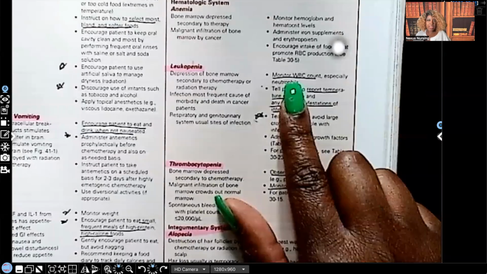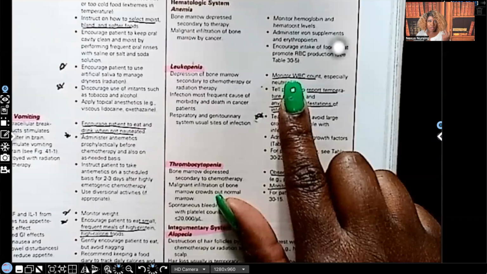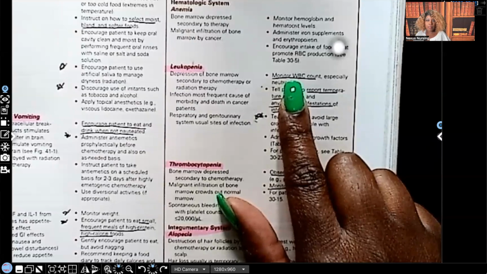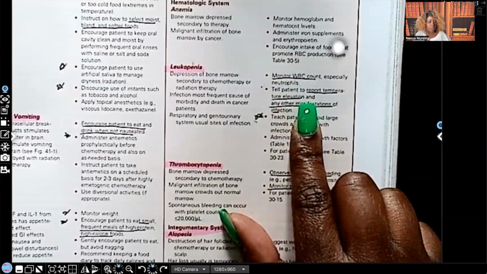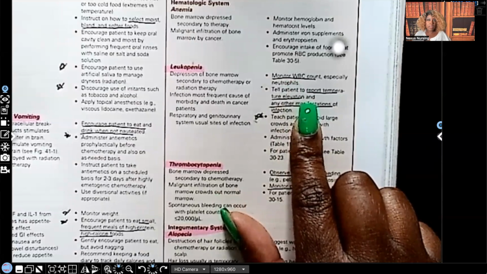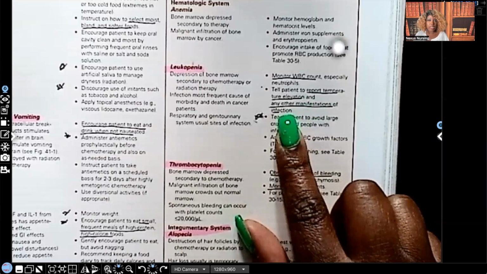How about leukopenia? Leuko, what do you think of when you hear leuko? Like leukocytes, a type of WBC, and penia, a little bit of. So what are we going to do for that? We're going to obviously monitor the WBC count and report any temperature elevation, because remember guys, those leukocytes, which are a type of WBC, help fight off infection. If this patient's WBCs are low, their leukocytes are low, they're at risk for infection. So the first hint of infection, such as fever, redness at a site, inflammation, any sign and symptom of infection, we're going to report immediately. So you're going to report temperature elevation and any other manifestation of infection.